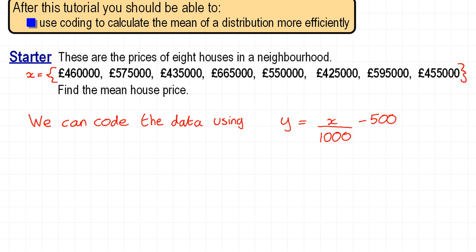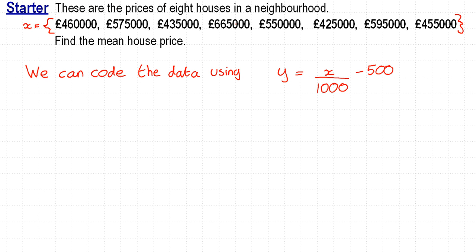So using that coding rule, I'm going to create some new data here. That's going to be set Y. So if you look at the number here, we're going to divide by 1000, get 460, take off 500, so we're on minus 40. Then we're going to divide by 1000 there, take off 500, so we're on 75. Okay, and we do this for all of the data like so.